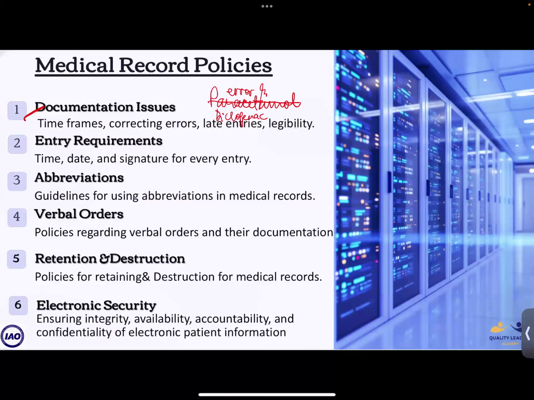Are you both practicing this in your facility? Yes, yes, we are doing.